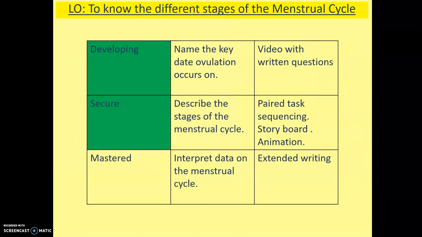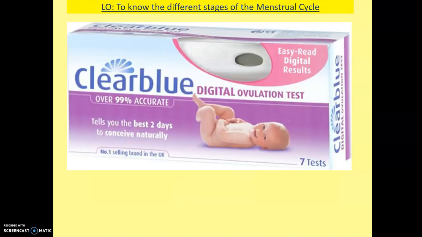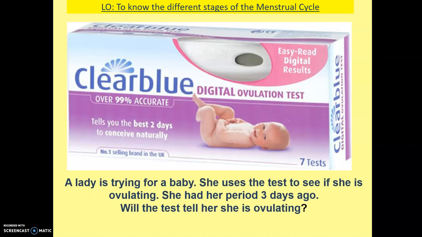Okay, now what we've been able to do is to actually secure our knowledge, hopefully, okay? We've been able to describe the stages of the menstrual cycle. Now we'll see how we can master it, right? Now, this is actually a way of testing ovulation, okay? Knowing whether it is the right period, okay? Now, I'm just going to read what has been written there.